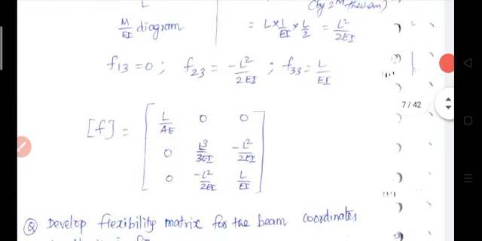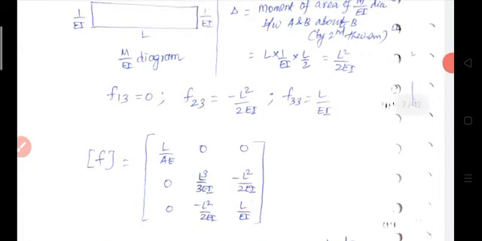Finally, the flexibility matrix is equal to this. From the property we already know that the diagonals are always positive. Other elements may be a positive value, a negative value, or a zero value. Okay, thank you.